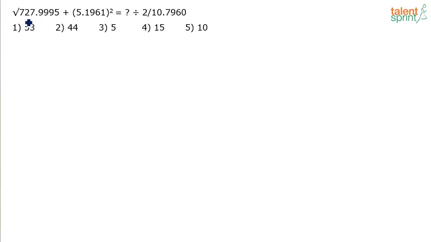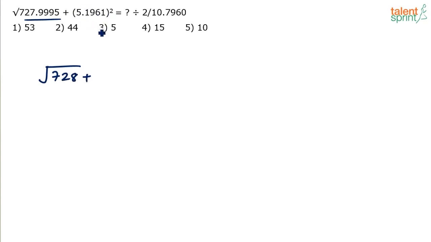It's all about taking the closest values possible. For example here, 727.9995 is very close to 728. So this can be considered as square root of 728 plus. Now we have 5.1961 squared. There are two things you can think of. Either you take it as 5.2 squared, which is very close to 5.1961, or you can also take it as 5 squared.